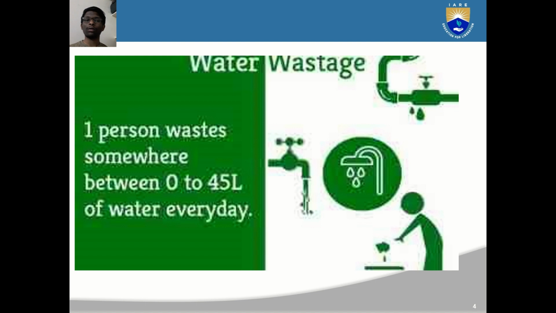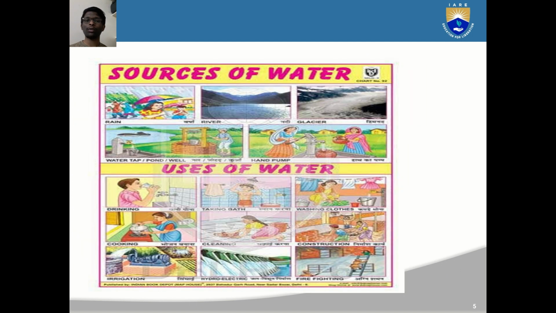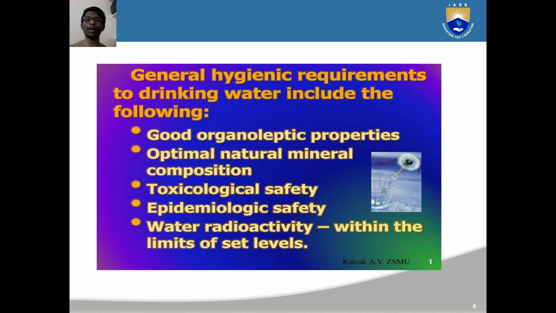It is about the water wastage in our daily life. One person wastes somewhere around 0 to 45 liters of water every day. Coming to the sources of water, we can get water from rain, river, glacier, water tap or pond or well, hand pump. The uses of water: drinking, taking bath, washing clothes, cooking, cleaning, construction, irrigation, hydroelectric power plants, firefighting.